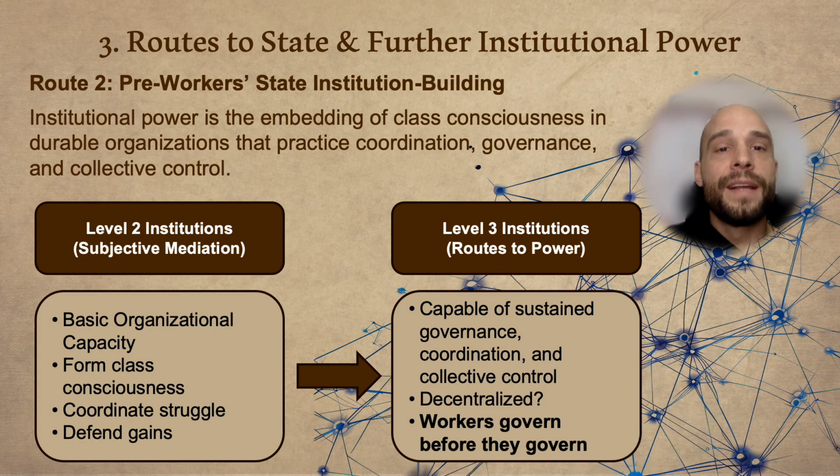To sum up here, Level 3 institutions are central for Avineri because it allows workers to govern before they govern. Through institutional practice, they gain real experience managing resources, coordinating collective labor, and exercising democratic oversight. This practical capacity strengthens Route 1, enhancing the ability to leverage parliamentary representatives, legal reforms, and public policy. At the same time, it prepares the ground for rupture where necessary, ensuring that organized, experienced structures already exist.